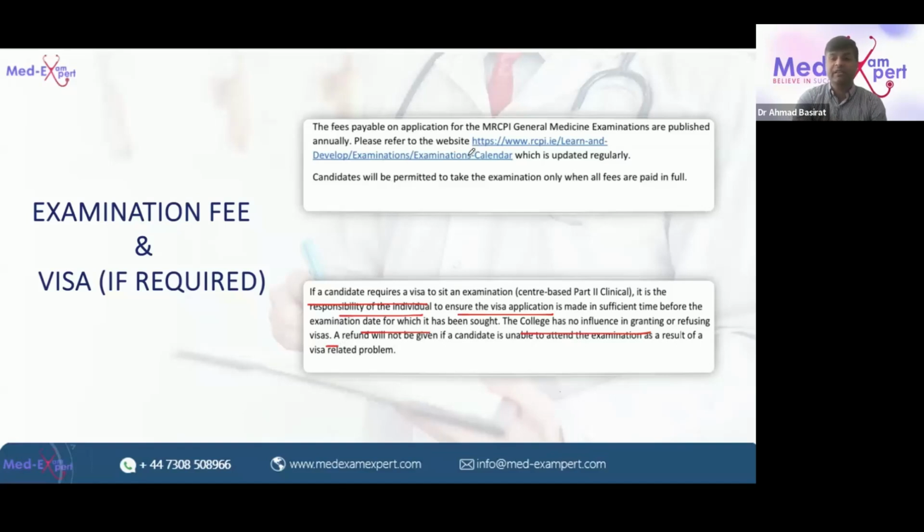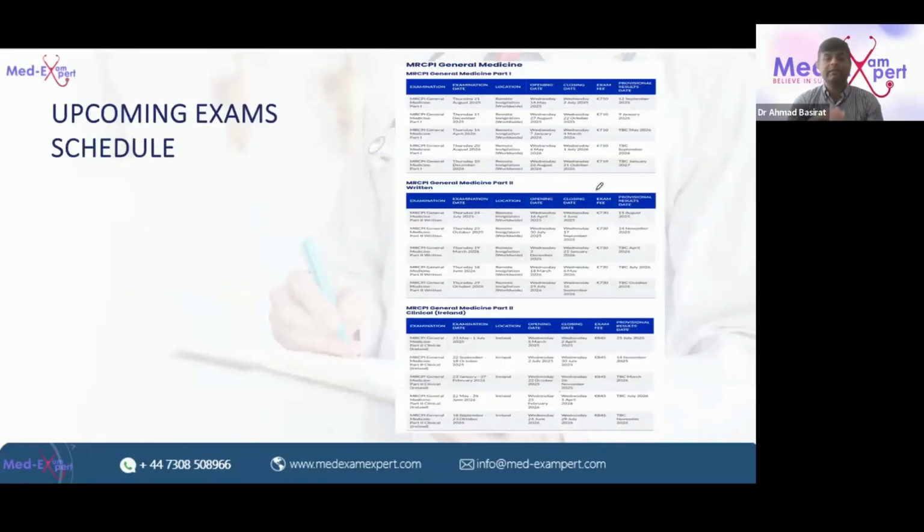When we talk about the fee, you need to go on to the RCPI website because it is regularly updated to see how much the fees are for the examination. This is the upcoming schedule for part one, part two, written and clinical. It's available on the college website.